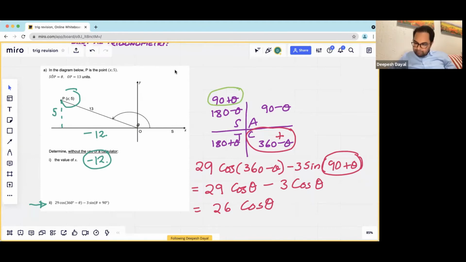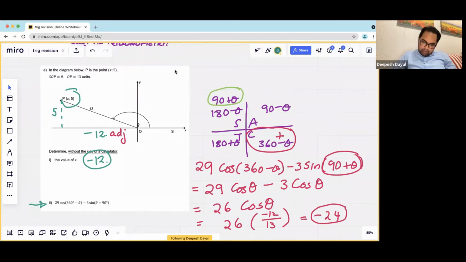Now we're going to plug in and say 26, and cos theta is adjacent, which is minus 12 over 13, and the final answer will be minus 24. How did we get minus 12 over 13? This is the adjacent, that is the hypotenuse, that is the opposite. Or we can say this is the x, this is the y, and this is the r. And that's how we get this.